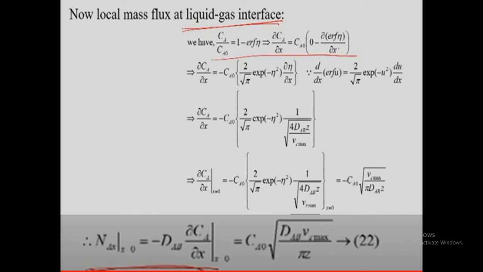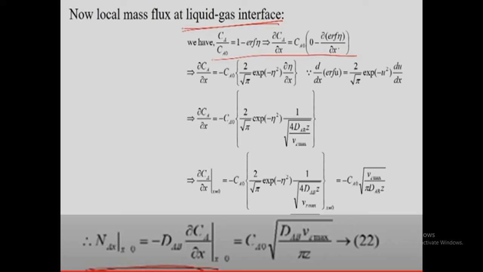Now, local mass flux at a liquid-gas interface. We have the final expression CA by CA naught is equal to 1 minus ERF eta. So this expression, differentiate with respect to x. What do you do here? From CA by CA naught take only CA. CA is equal to CA naught into 1 minus ERF eta. Are you clear? Okay. So differentiate with respect to x. Finally we get dou CA by dou x equal to, CA naught is a constant. What about the 1? The 1 differentiates to 0, minus dou of ERF eta by dou x. Are you clear or not?